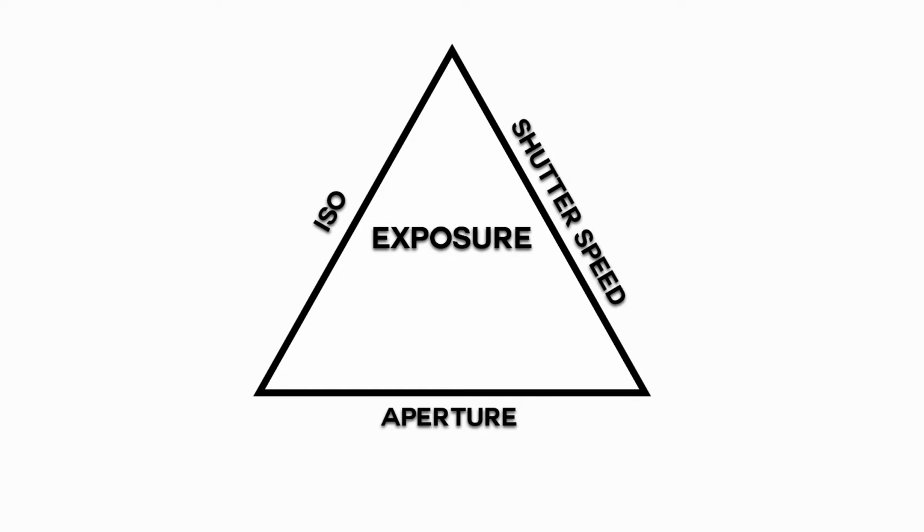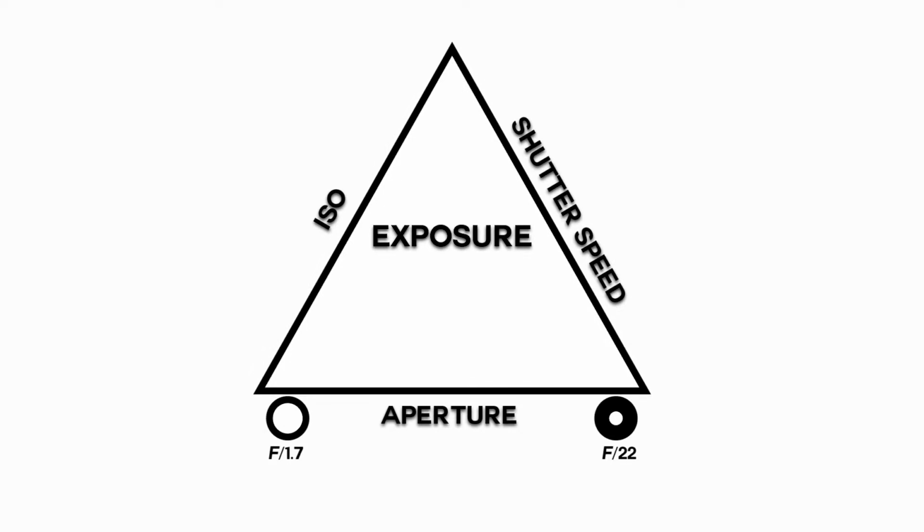The exposure triangle refers to the three main elements that determine a camera's exposure. You can't change one without having to change another to balance it out. First off, let's talk about aperture.